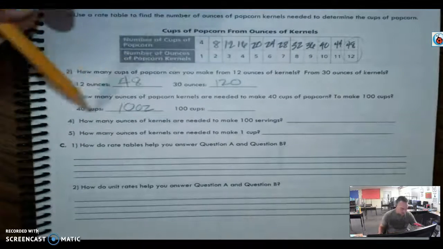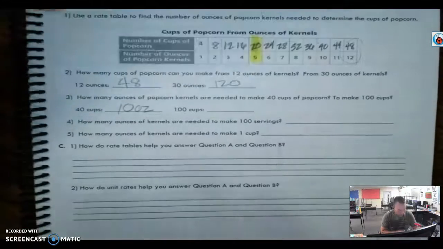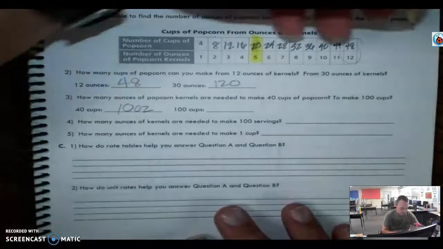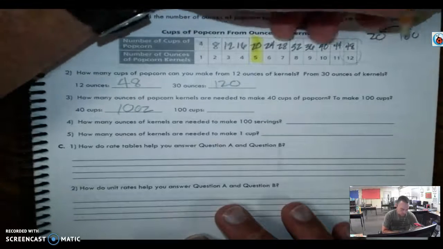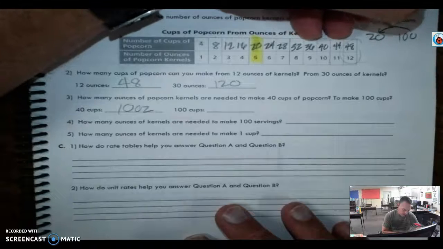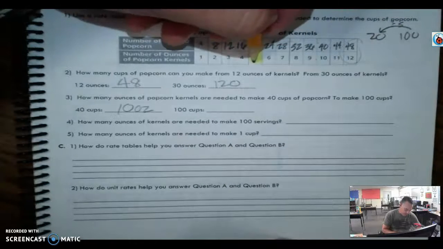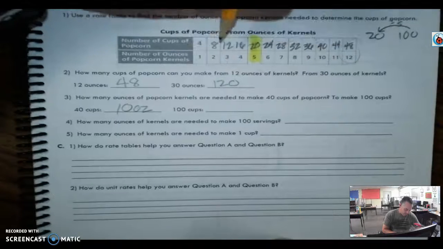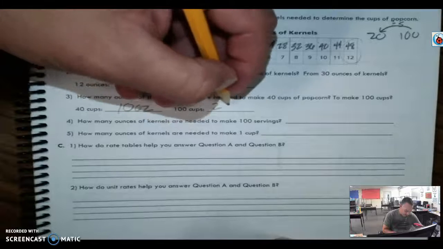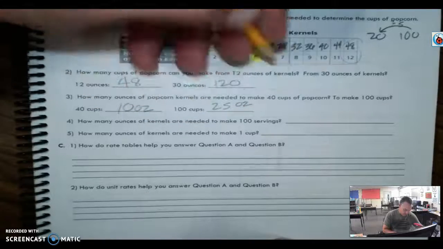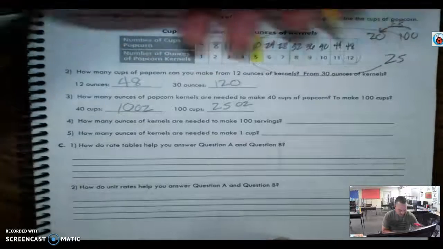And for 100 cups, well, go ahead and do the math. I would use this right here. I would relate 120. So how does 100 get to 20? Well, we divide by what? We divide by 5. Right? So 100 divided by 5 is that, and then we times this by 5, right? So 5 times 5 would be 25 ounces. Okay, because if 20 times 5 is 100, 5 times 5 would be 25.